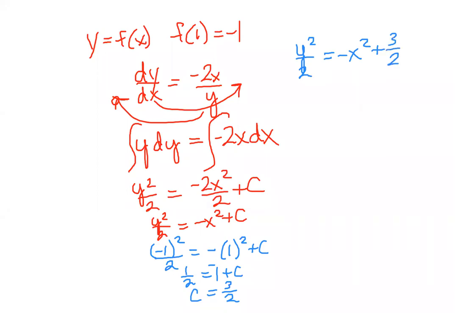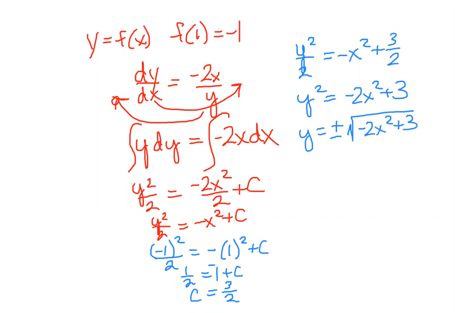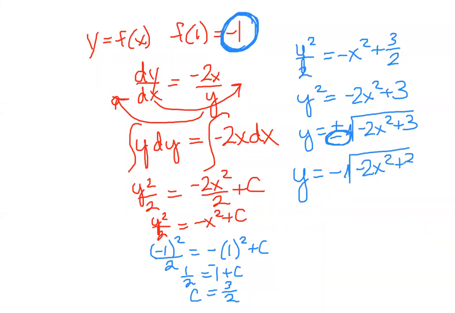And I'm going to solve for y. y squared equals negative 2x squared plus 3. And y equals plus or minus the square root of negative 2x squared plus 3. But up here, what does y equal in our particular solution? y equals negative 1. So that means we have to choose the negative, and our answer will be y equals negative the square root of negative 2x squared plus 3. And that is the answer to the particular solution.